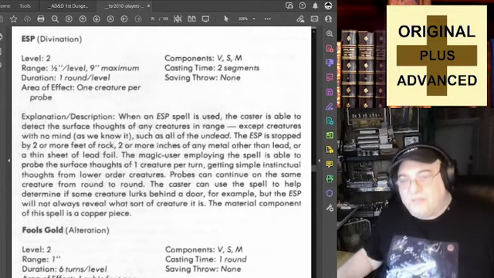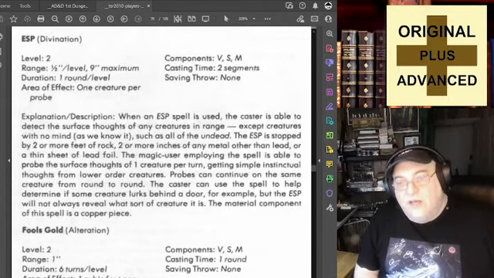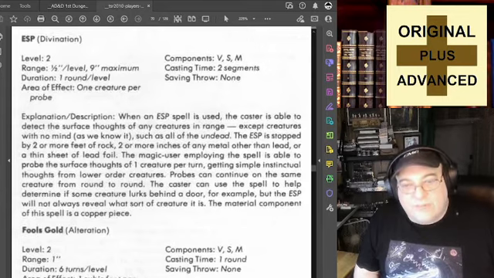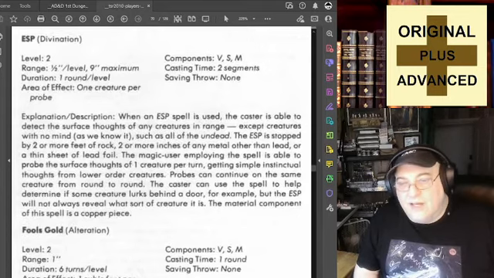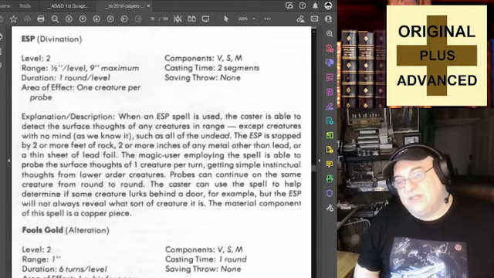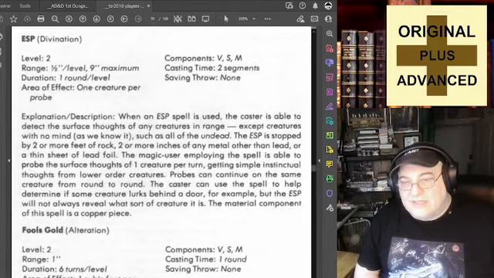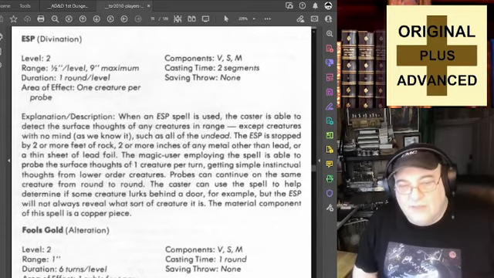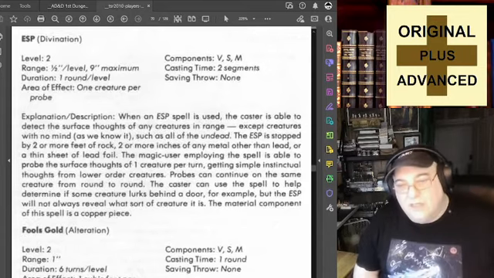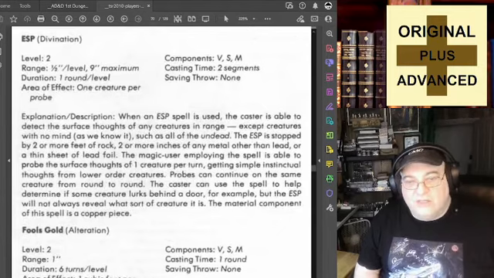Explanation, description. When an ESP spell is used, the caster is able to detect the surface thoughts of any creatures in range, except creatures with no mind as we know it, such as all of the undead. Maybe also things that just proceed on instinct, whether it's slimes or oozes and that sort of thing. I don't know that any of them are necessarily benign or malevolent, but there you go. The ESP is stopped by 2 or more feet of rock, 2 or more inches of any metal other than lead, or a thin sheet of lead foil.